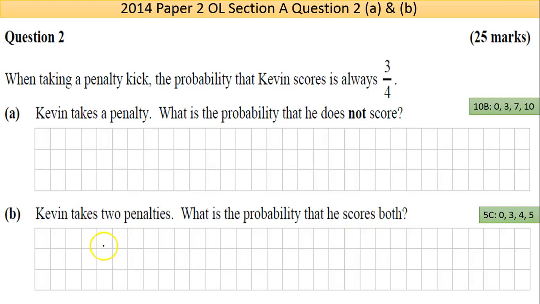Okay, so we're looking here at question 2, 2014 Paper 2, Leaving Cert Ordinary Level. And as always, try these questions before we go through them, and it'll give you the best chance of memorizing them or remembering the method. Let's get stuck in. So when taking a penalty kick, the probability that Kevin scores is always 3/4.